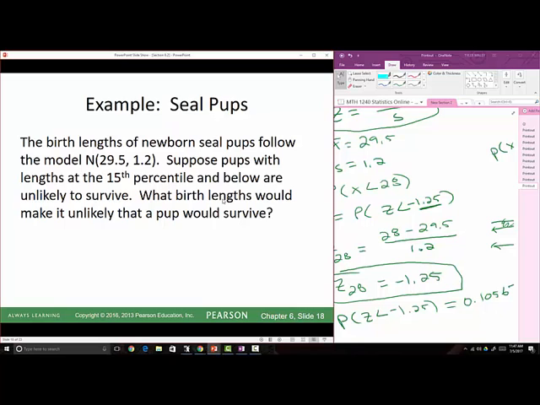Following the example before with the seal pups, the birth length of newborn seal pups follows a normal distribution model with a mean of 29.5 and a standard deviation of 1.2. Suppose pups with lengths at the 15th percentile and below are unlikely to survive. So we want to find what birth lengths would make it unlikely that a pup would survive.